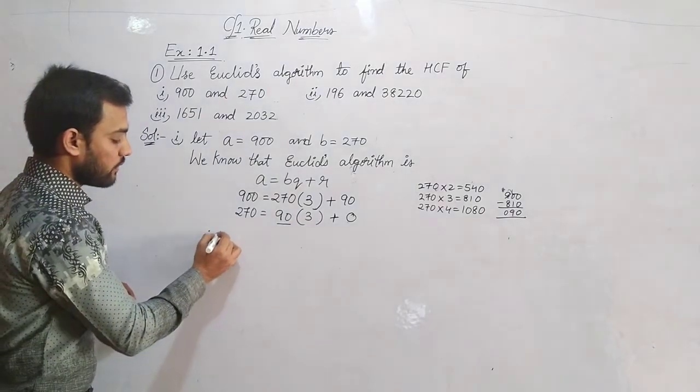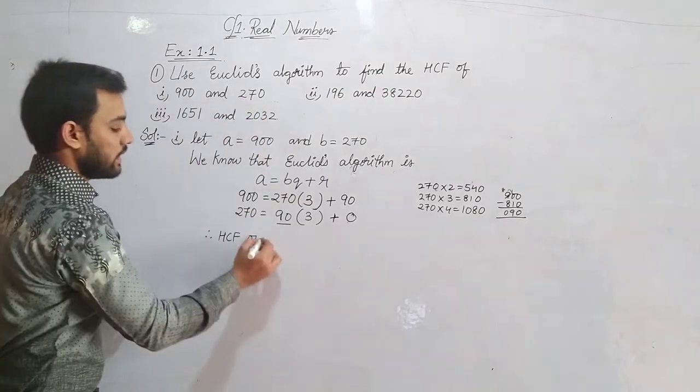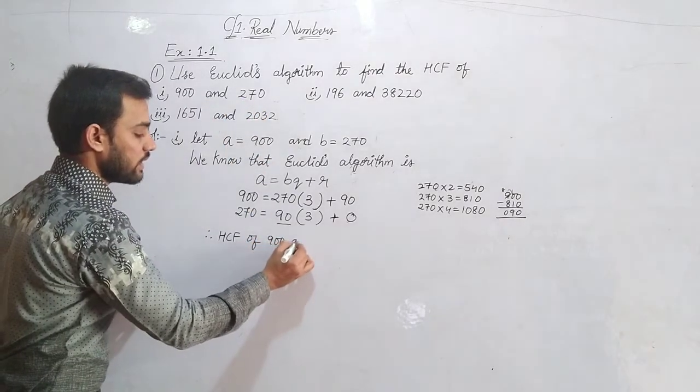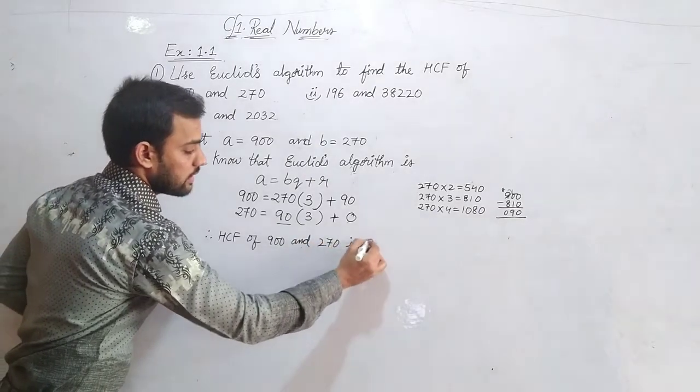So at last we need to write: therefore, HCF of 900 and 270 is 90.